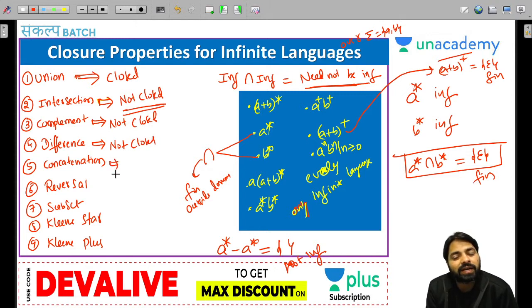Concatenation. Yes, you will get it now. Infinite language concatenated with infinite language, no doubt it has to be infinite. It is closed.